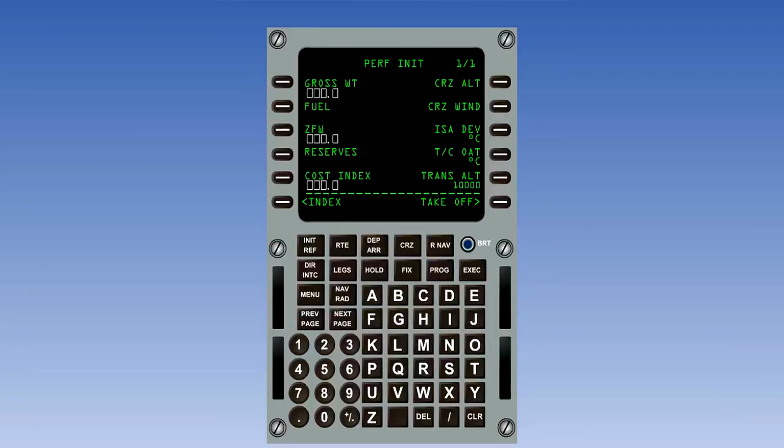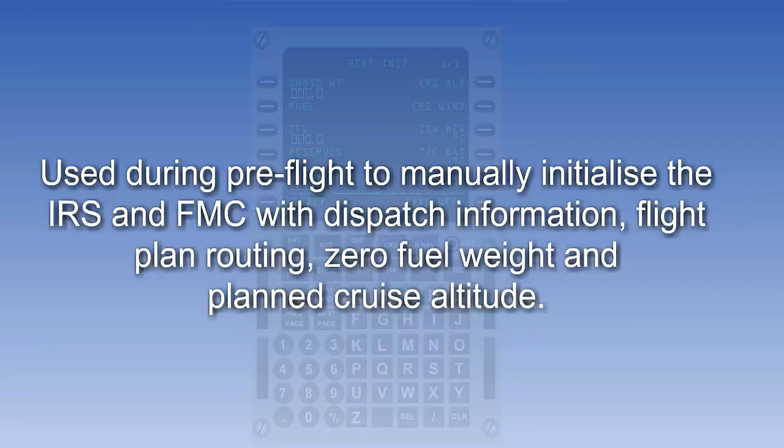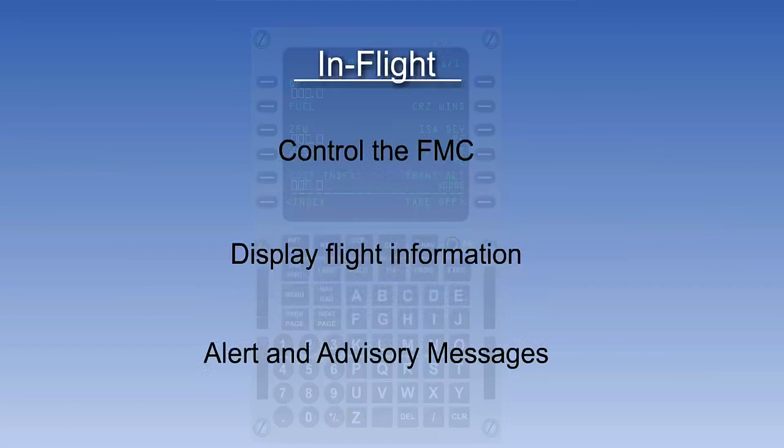The control and display units, or CDUs, consist of a display and a keypad, and are used during pre-flight to manually initialize the IRS and FMC with dispatch information, flight plan routing, zero fuel weight and plan cruise altitude. In flight, they are used to control the FMC and display flight information and to show alert and advisory messages.